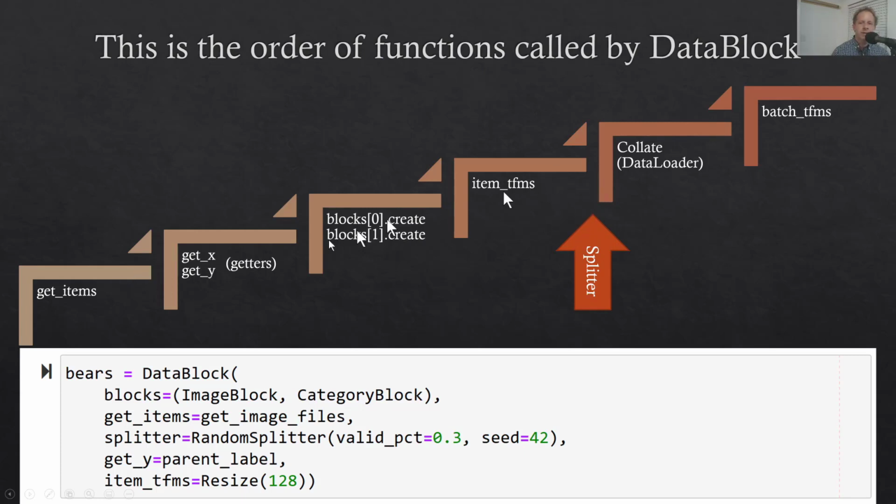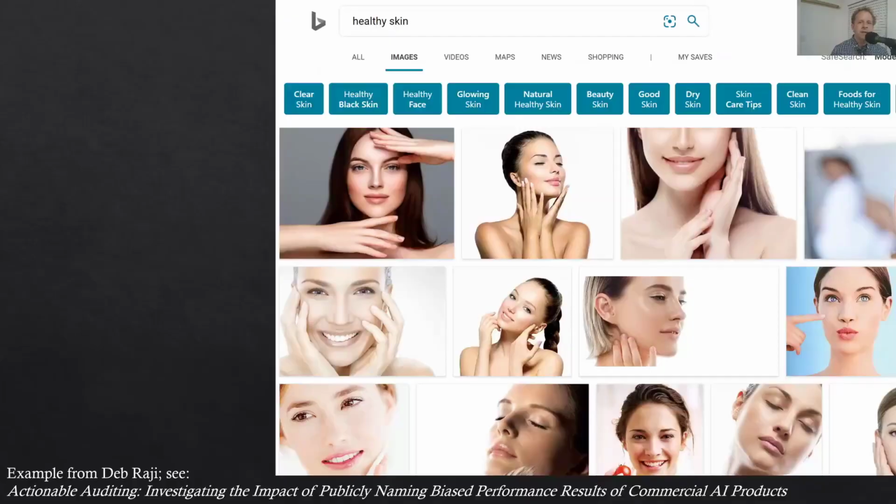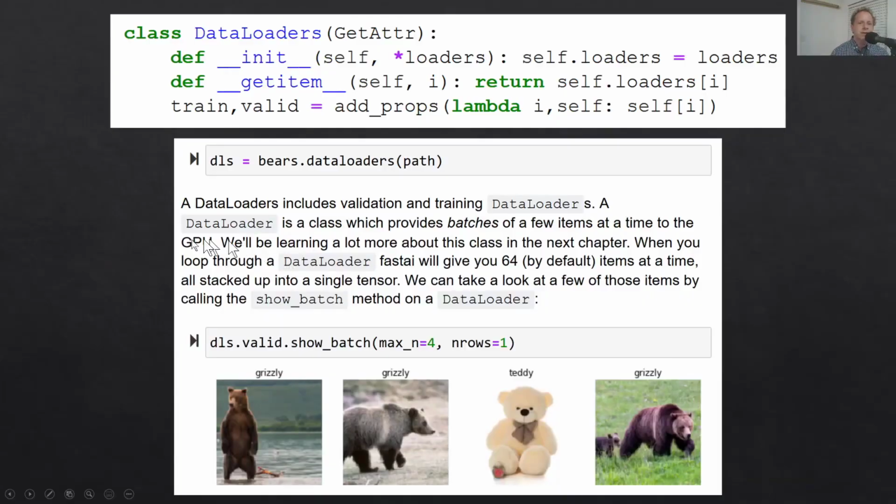So this is a super flexible way to tell fastai how to work with your data. And at the end of that, it returns an object of type DataLoaders. That's why we always call these things dls. DataLoaders has a validation and a training data loader. And a data loader, as I just mentioned, is something that grabs a batch of a few items at a time and puts it on the GPU for you.